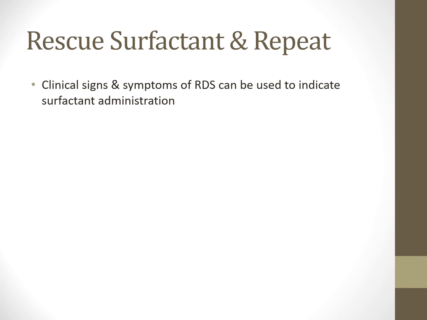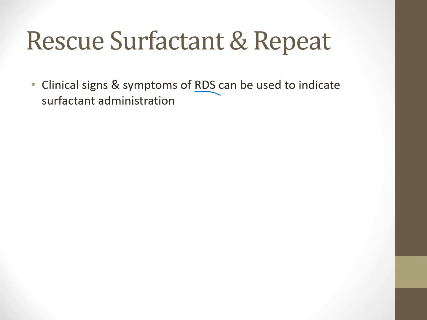All right, so rescue surfactant and repeat. Clinical signs of RDS, which is respiratory distress syndrome, can be used to indicate surfactant administration. In other words, if a kid looks like they're developing RDS, which is baby ARDS, the etiology is different, right? You don't have adults that have immature surfactant. So the etiology, the cause is different, but a lot of the similar things are going on, especially at a pathophysiological level. So if a kid's starting to get low lung compliance, a high PF ratio, even though we don't use the PF ratio, we use what's called the oxygen index, which you should look up.